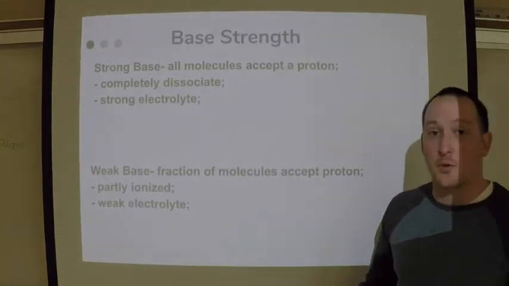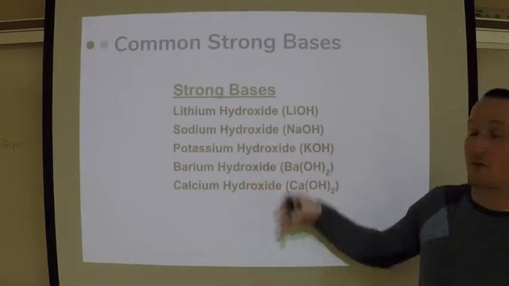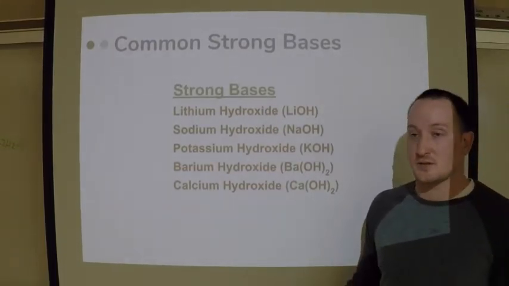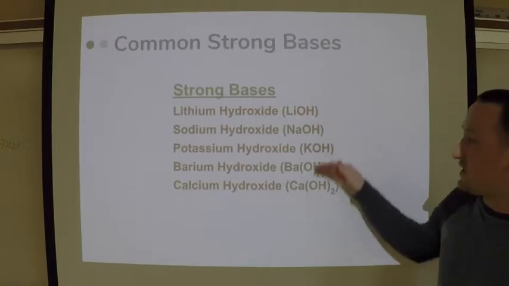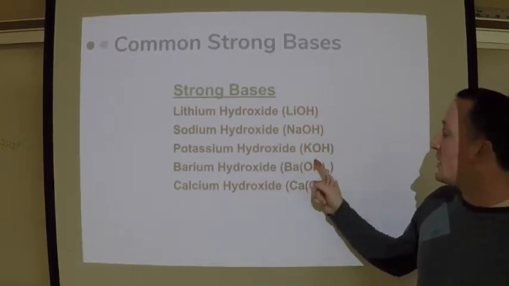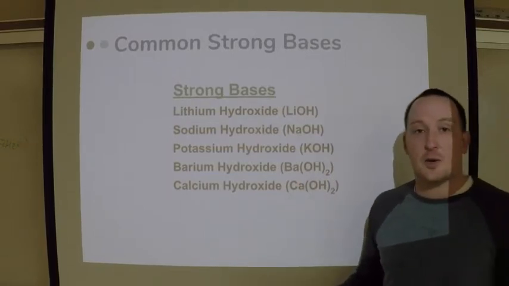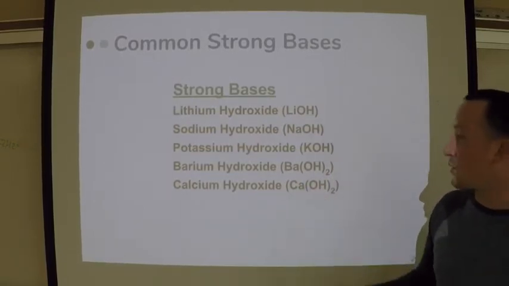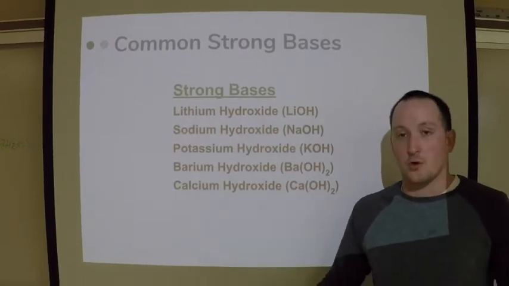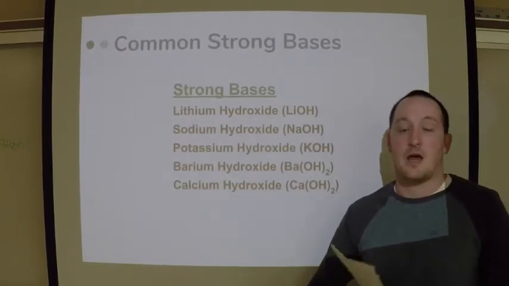So, back to our particle diagram. Let's look at the list. Here are 5 strong bases that I want you guys to memorize, okay? Again, if you see these bases, if you see LiOH, NaOH, KOH, BaOH2, barium hydroxide, or calcium hydroxide, automatically assume strong base. Now, here's what that means.